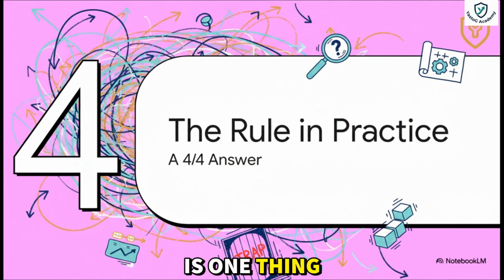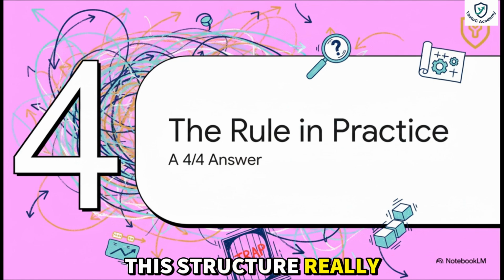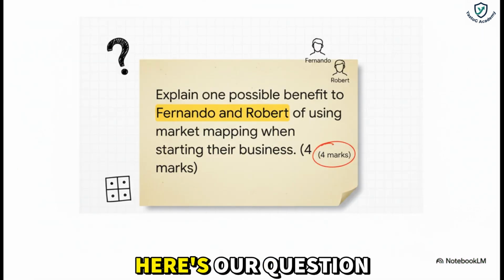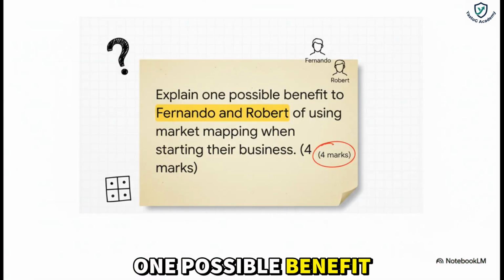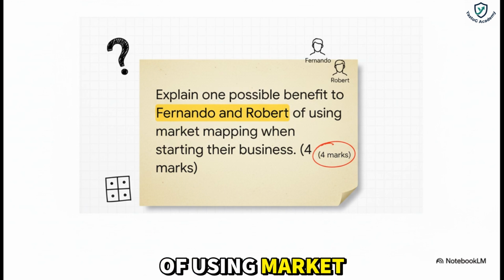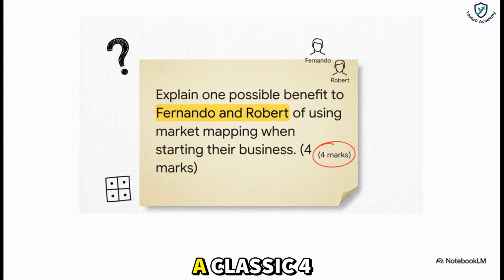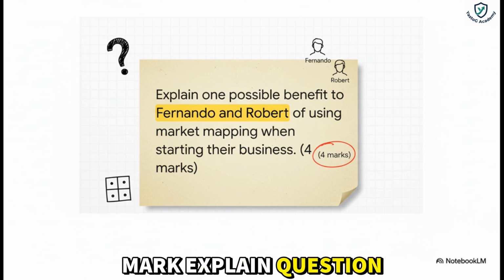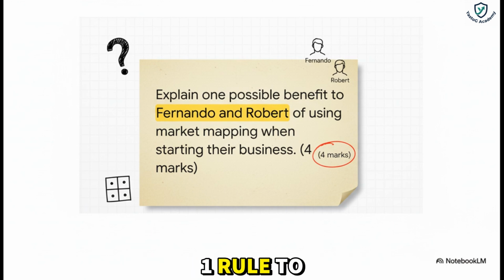Now, theory is one thing, but let's see this protocol in action. We're going to take a real sample question and break down a perfect 4 out of 4 answer. I want to show you, beyond a shadow of a doubt, just how effective this structure really is. Okay, here's our question. Explain one possible benefit to Fernando and Robert of using market mapping when starting their business. A classic 4-mark explain question. So let's put the 1-2-1 rule to the test.